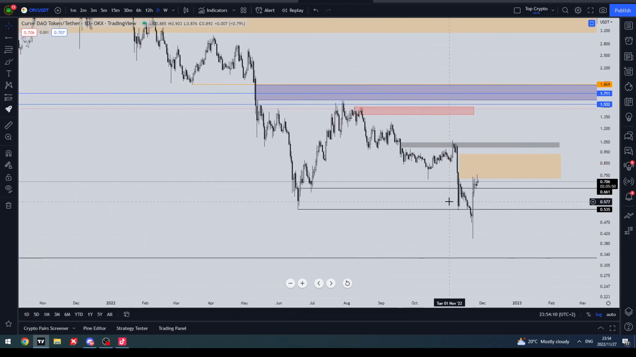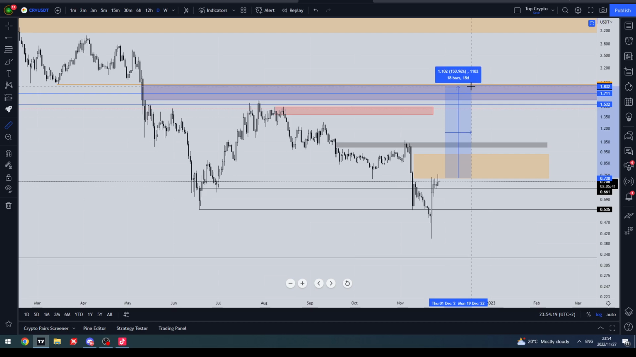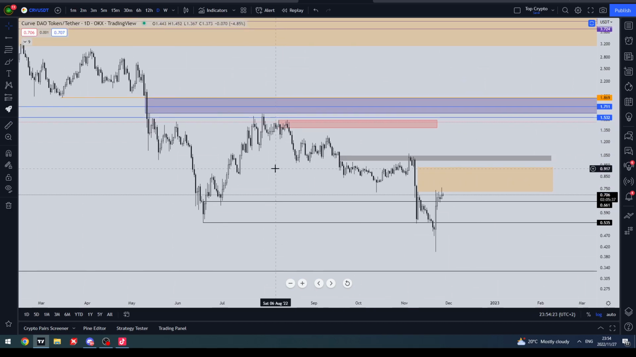Things aren't looking too bad in crypto at the moment. This is probably a 100% move most likely to happen here. It's 150%. Drawn liquidity looks like it's to the upside, boys.